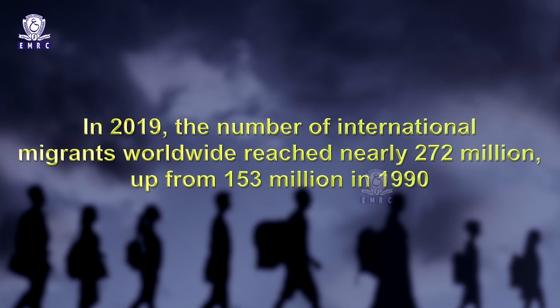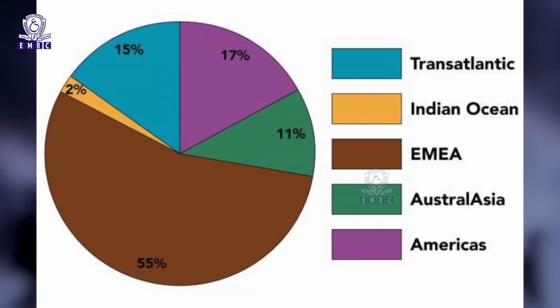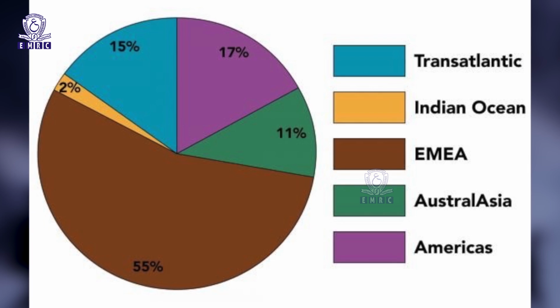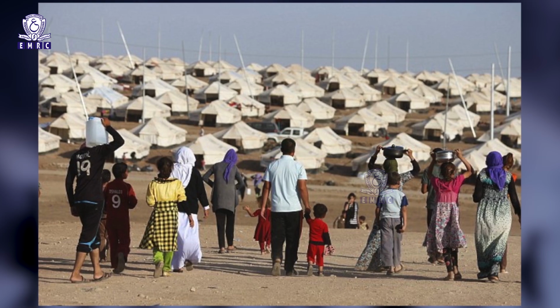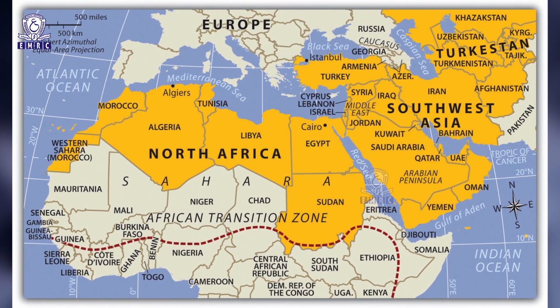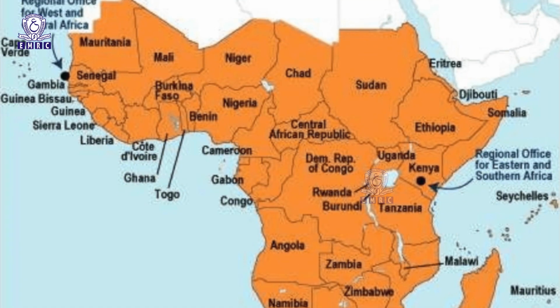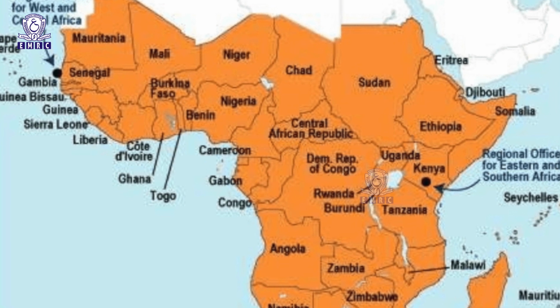In 2019, the number of international migrants worldwide reached nearly 272 million, up from 153 million in 1990. Europe hosts the largest number of international migrants, that is 82 million, followed by North America, that is 59 million, and Northern Africa and Western Asia, about 49 million. The regional distribution of international migrants is changing, with migrant populations growing faster in Northern Africa and Western Asia and in Sub-Saharan Africa than in other regions.